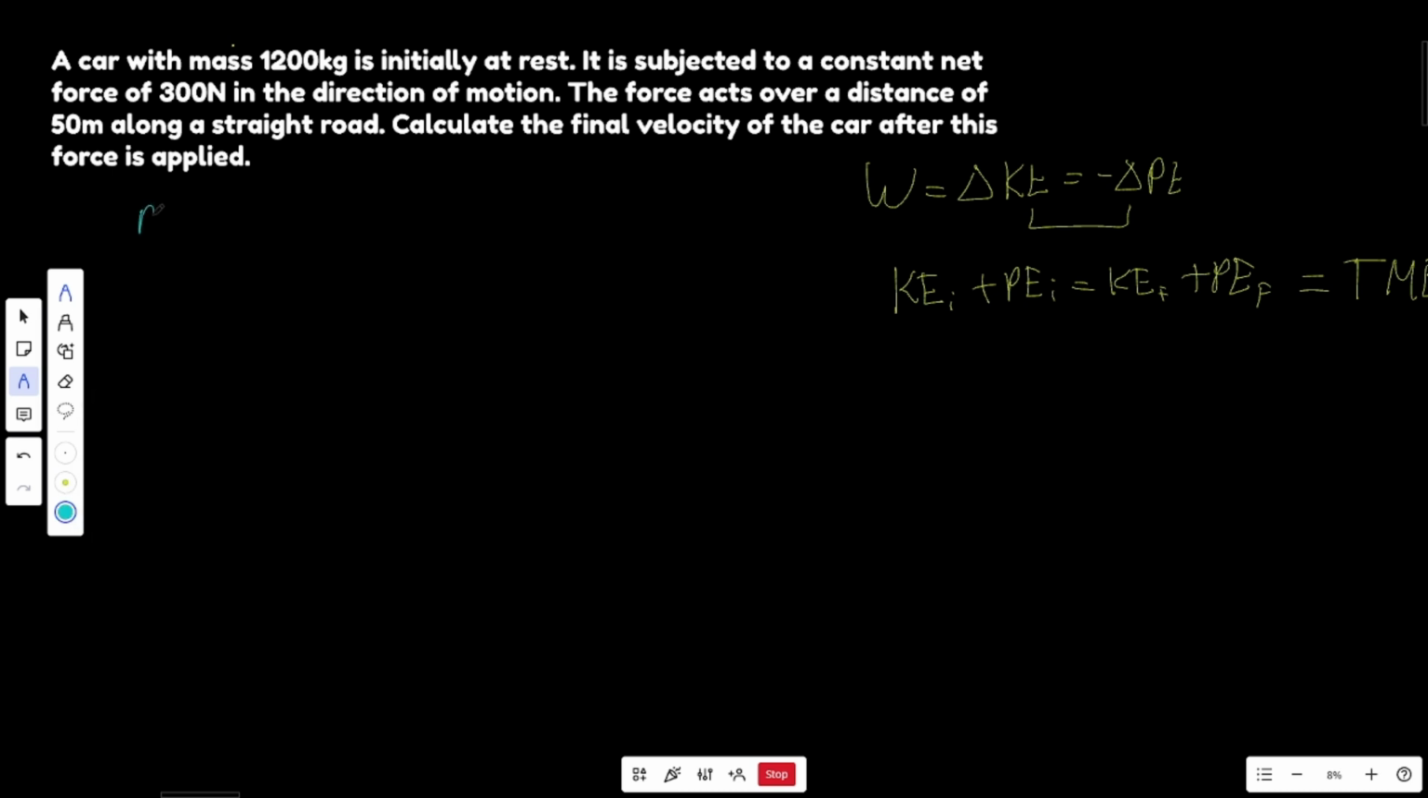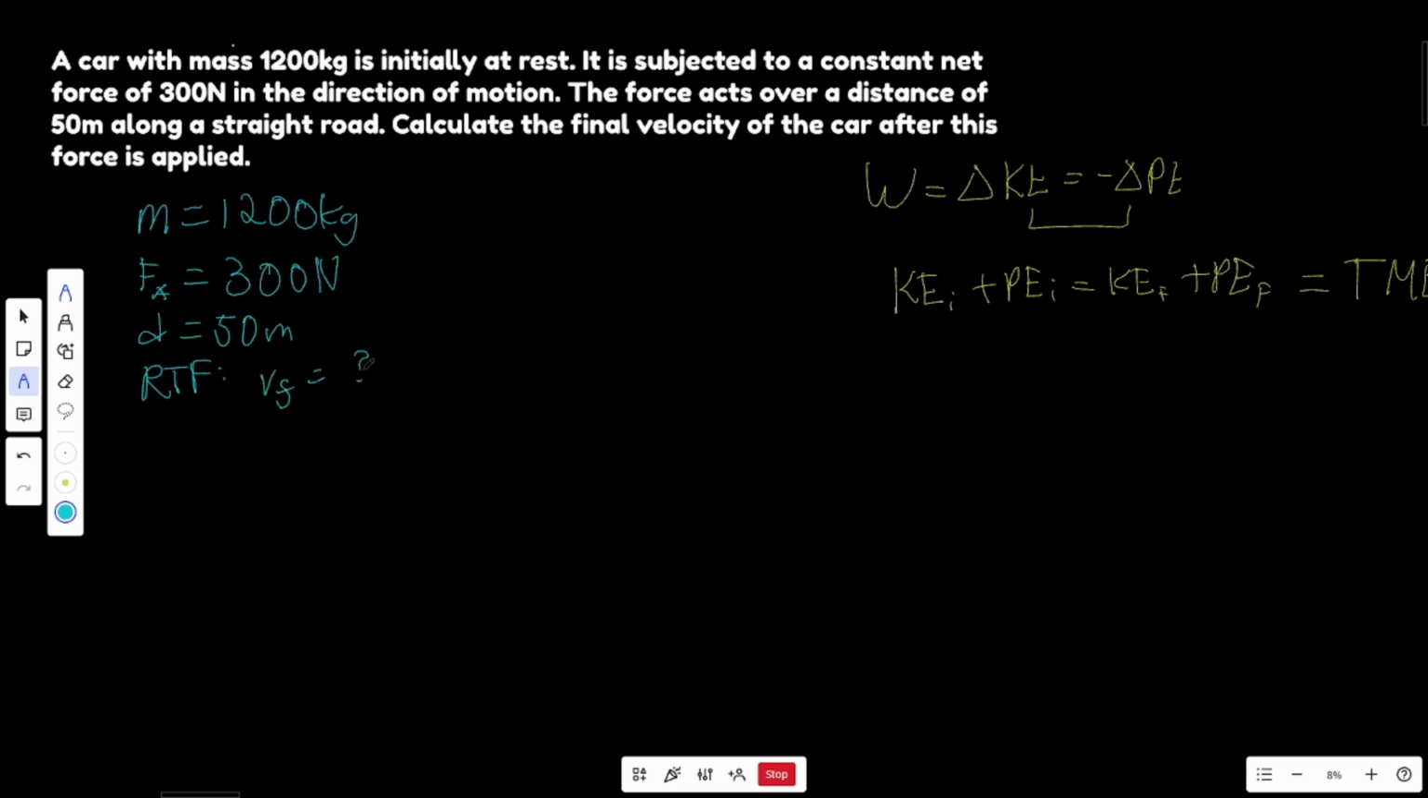So our given right now is mass. We have 1200 kilograms here. And then we also have the net force, which is 300 newtons. Or rather, this shouldn't be N, this should be A, because this is a force applied. And then we also have the displacement, which is 50 meters. And we're looking for final velocity.